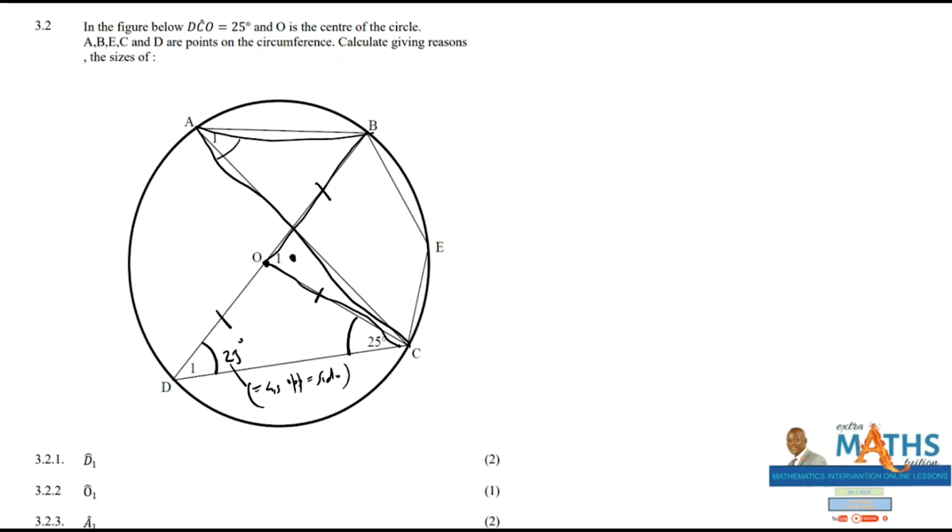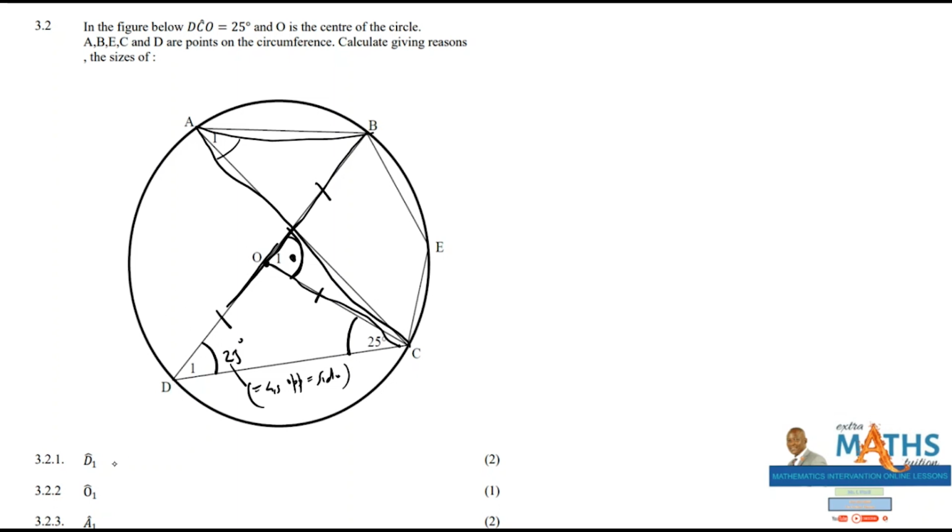Let me continue with my statement: A, B, E, C, and D are on the circumference. Calculate, giving reasons, the sizes of the angles. And lastly, if I have these two angles, don't forget your exterior angle of a triangle. Don't forget your exterior angle of a triangle. Okay guys, let us proceed now to the problems.